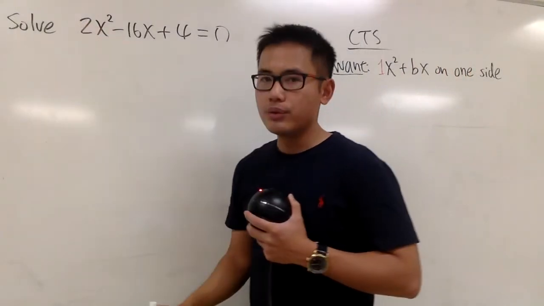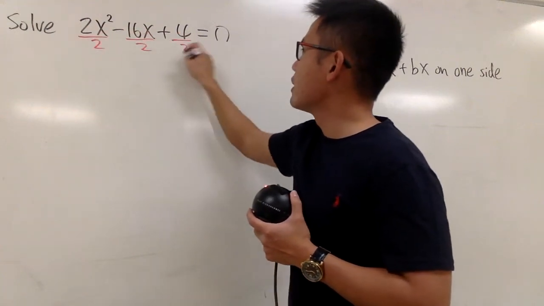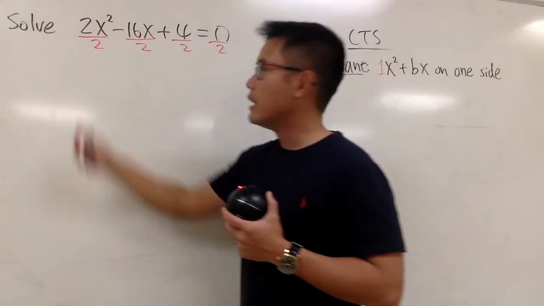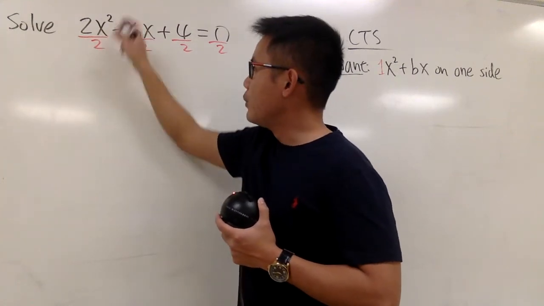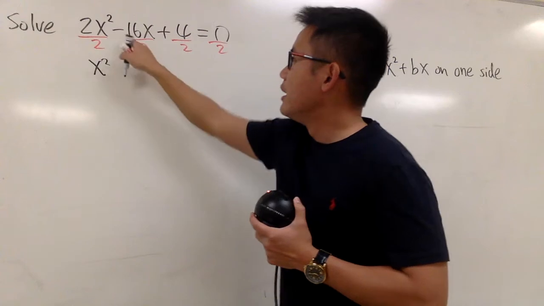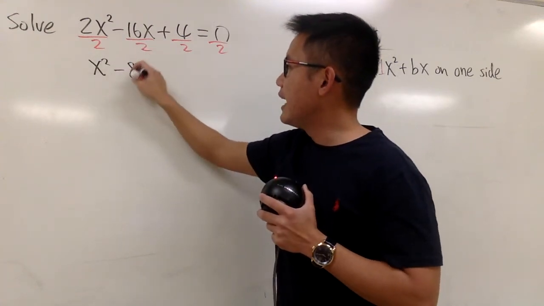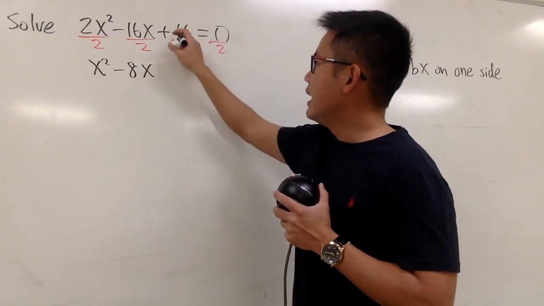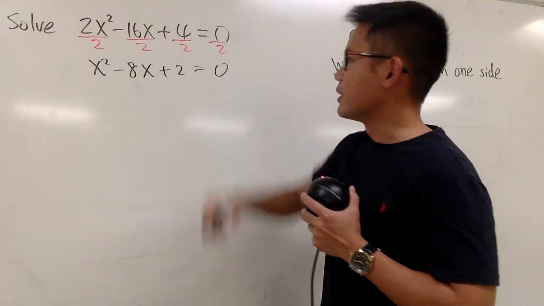Well, this is a 2. I can just divide everything by 2, so I can have the 1 that I want, right? Now you see 2 divided by 2 is the 1, and you don't have to write that down. And we will just have x squared, and then we'll continue. Negative 16 divided by 2 is negative 8, and this is with x. And 4 divided by 2 is 2, and then 0 divided by 2 is still 0.